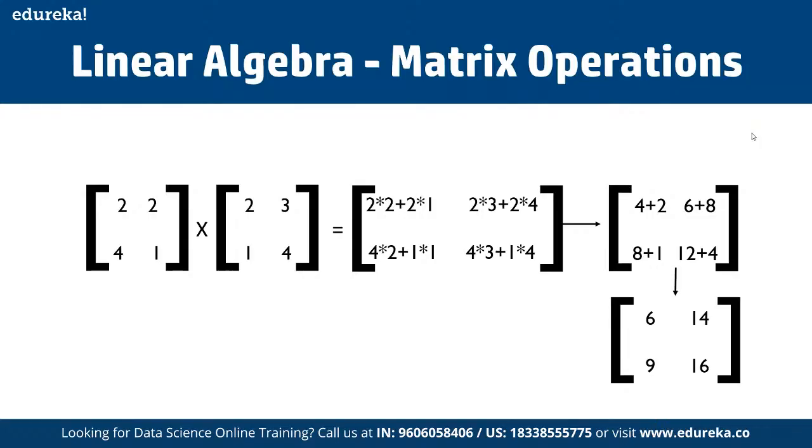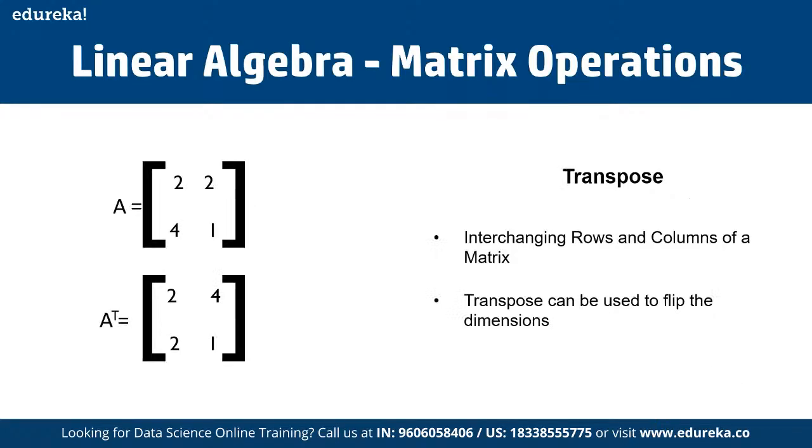Then we have transpose. The transpose of a matrix is obtained by interchanging rows and columns, which results in a new matrix. Transpose can be used to flip the dimensions of a matrix or pixel data which represents information. The transpose of a matrix is denoted by a superscript T, and it can be seen in this example as well. We have A, and then the transpose is defined by a simple letter T so that we know this is going to be the actual value here.